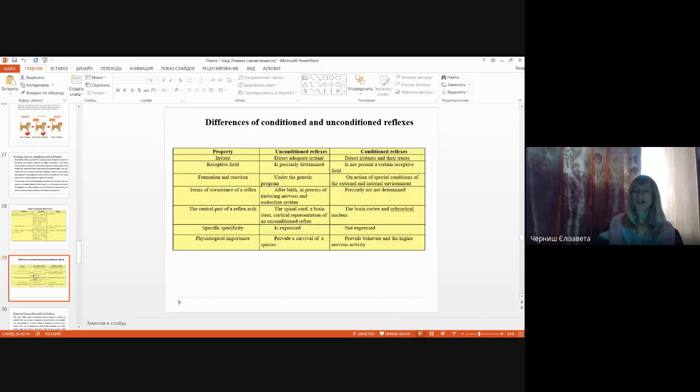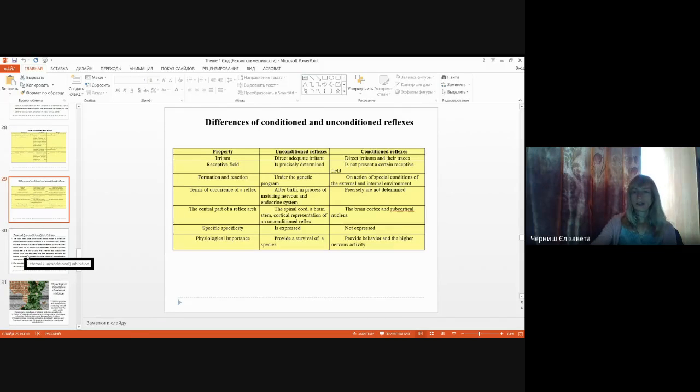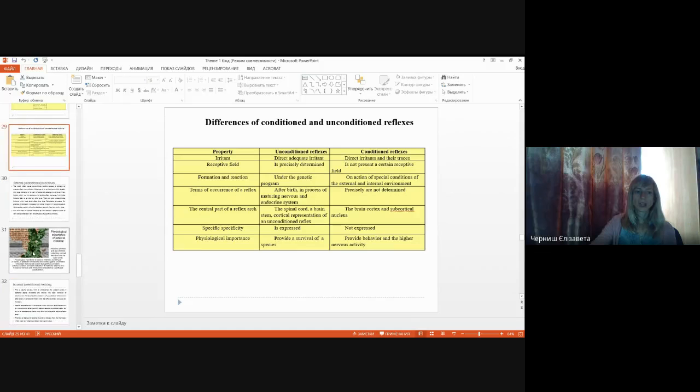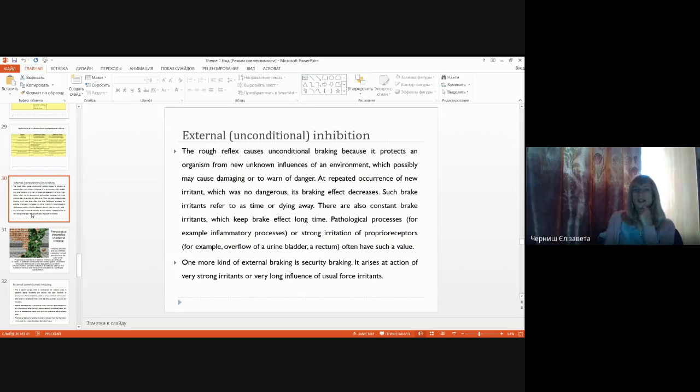They really have some connection with species. The conditional reflexes provide some behavior and the higher nervous activity. These are some physiological features, connected with our activity in our life. So these are the most general differences between such types of reflexes, and the next thing to discuss is external inhibition.